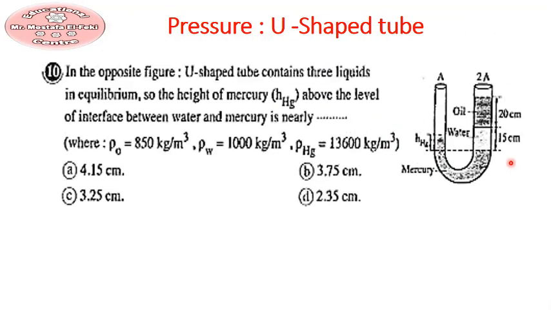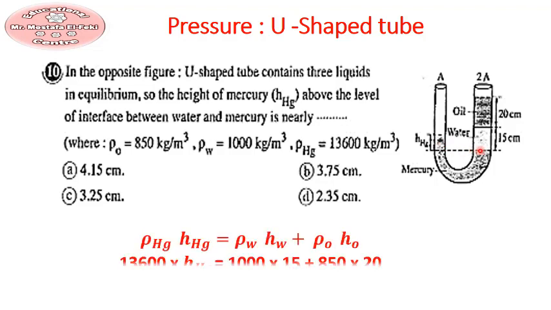In the opposite figure, a U-shaped tube contains three different liquids in equilibrium. So the height of mercury, H of mercury, above the level of interface between water and mercury is nearly equal to, at first, the pressure on the left side equals the pressure on the right side, then rho H of mercury equals rho H of water plus rho H of oil. Then, by substituting the numbers in the relation, the height of mercury is 2.35 centimeter.